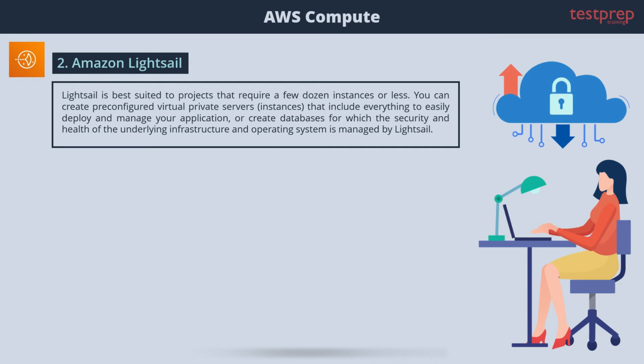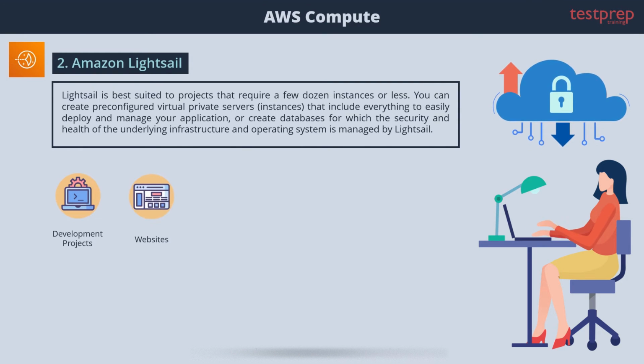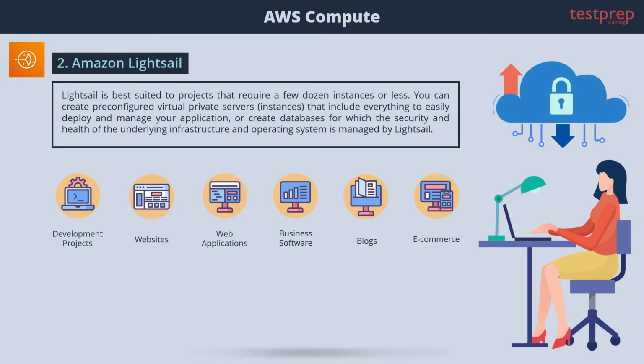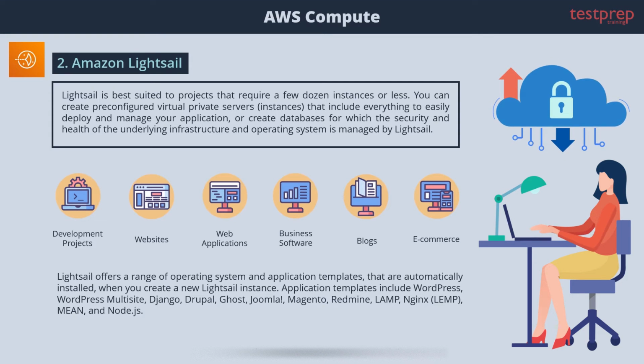Lightsail is for developers. You can choose an image for your Lightsail instance, that jumpstarts your development project, so you don't have to spend as much time installing software or frameworks. Lightsail is commonly used for development projects, running websites, web applications, business software, blogs, e-commerce sites, and more. Everything you do in the Lightsail console is backed by a publicly available API. Lightsail offers a range of operating system and application templates that are automatically installed when you create a new Lightsail instance. Application templates include WordPress, Django, Drupal, Node.js, etc.